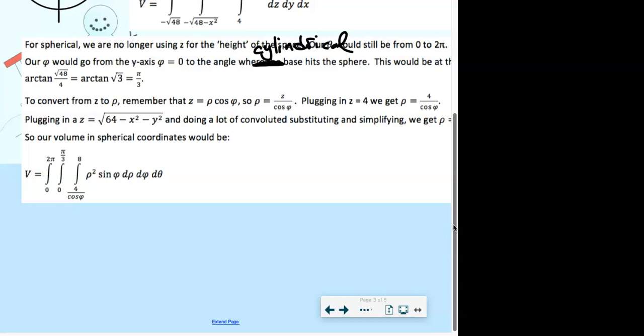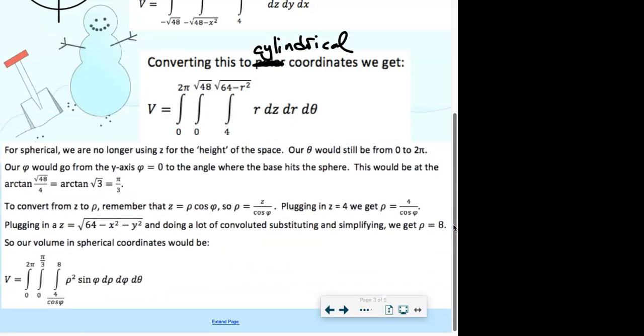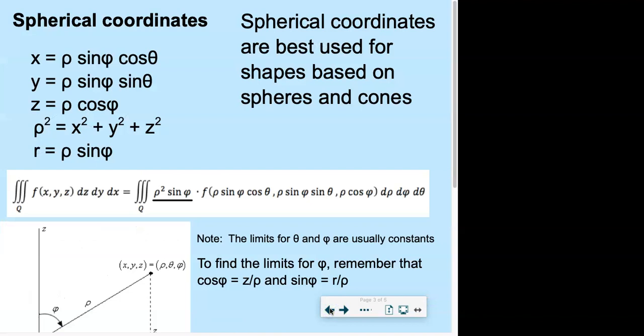Is there a way to find the upper phi without drawing that triangle? Is there an equation? So you could do arc sine of r over rho, or arc tan of r over z. There are different ways. I always just draw the triangle. I don't think it's that hard to draw the triangle.